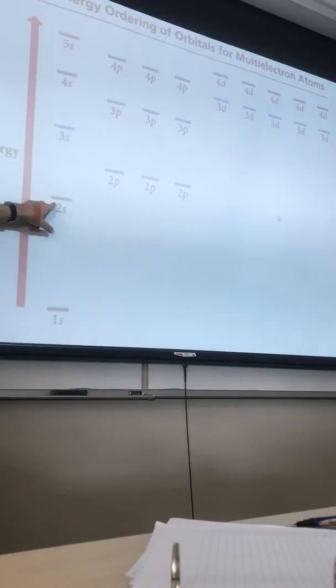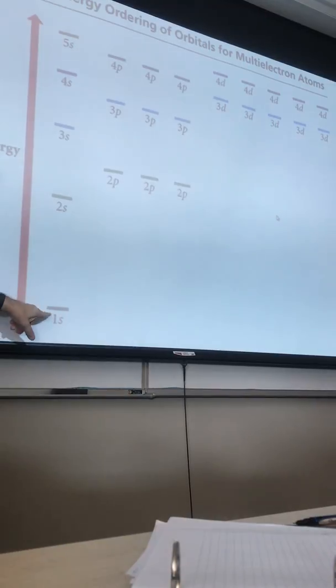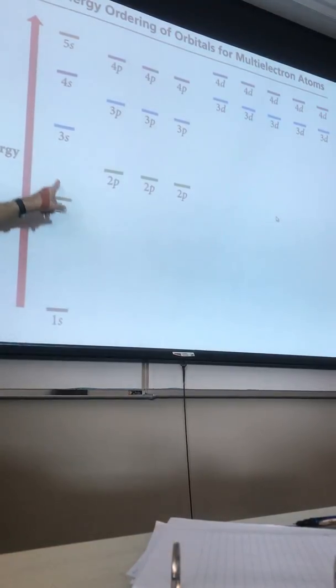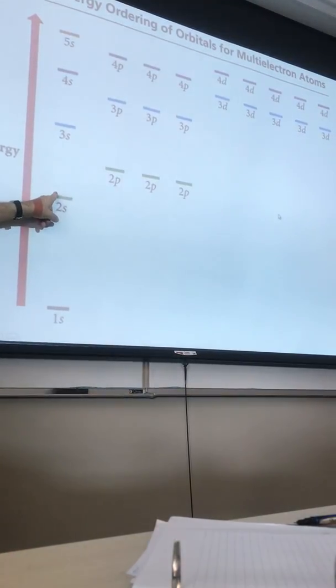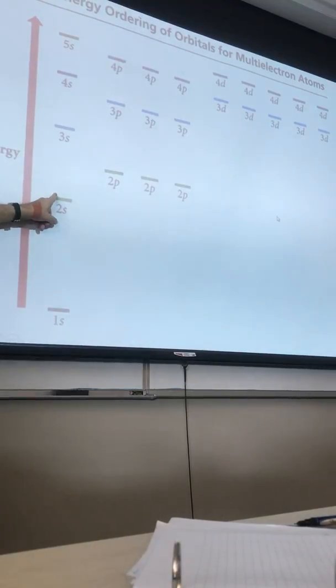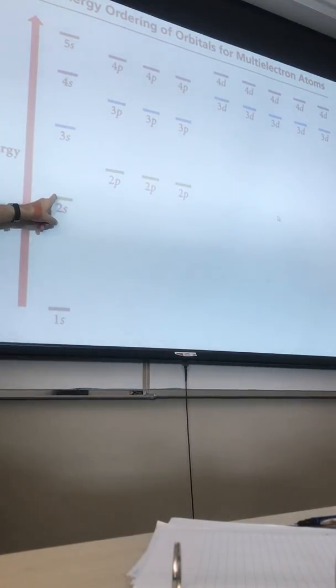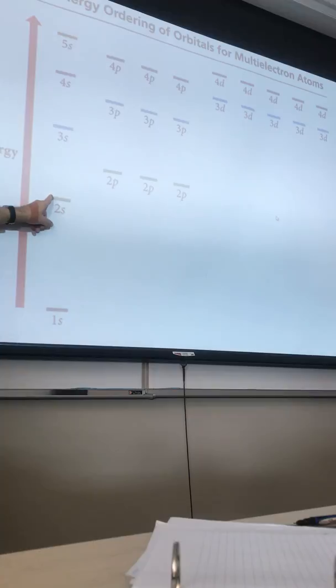This is row 2. What's the first element in row 2? How many electrons does lithium have? 3. So I have these 2 plus the third one here. Now I'm going to go to beryllium. How many does it have? 4. So where's it going to go?